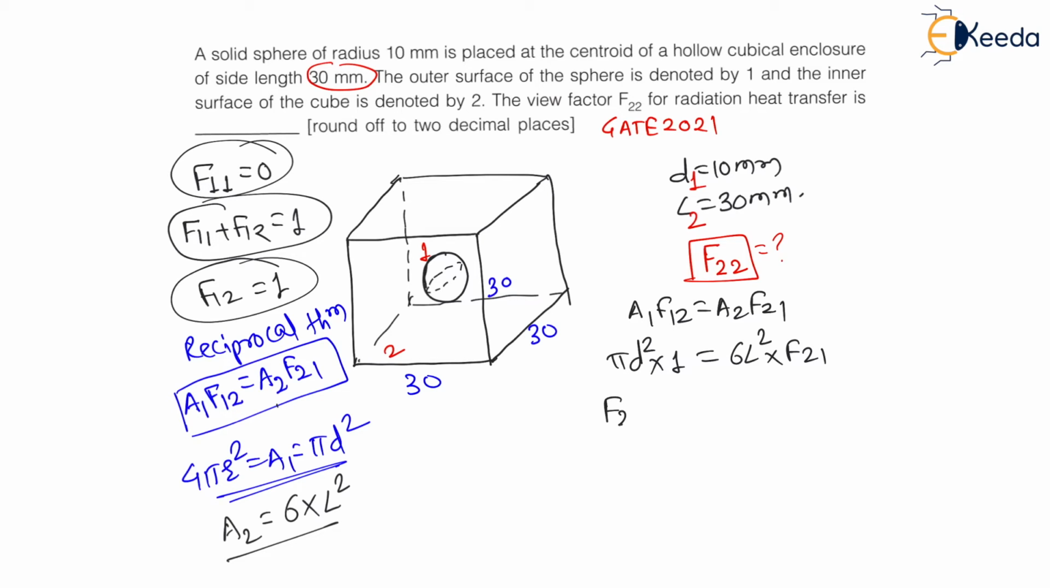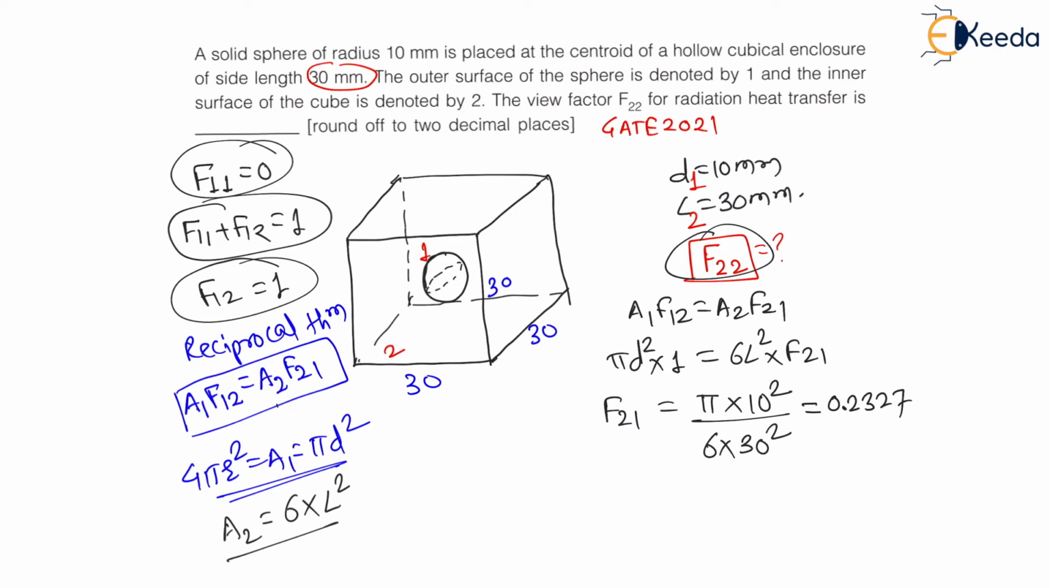Therefore, F2 to 1 is equal to pi into diameter, which is 10, pi into 10 square, divided by 6 into length 30 square. So let us simplify this. If I simplify this, I will get F2 to 1 is equal to 0.2327. But the question is to find F2 to 2.